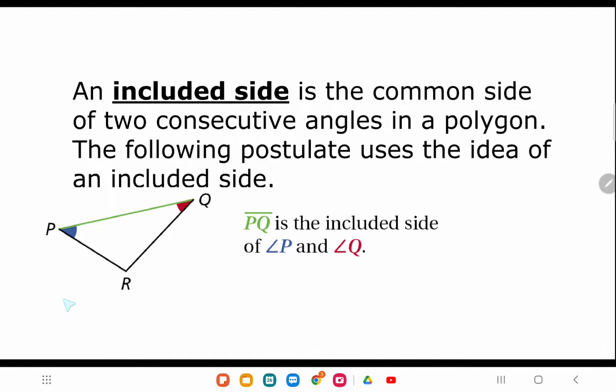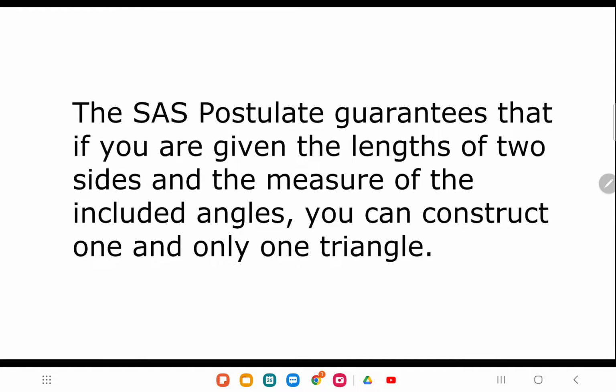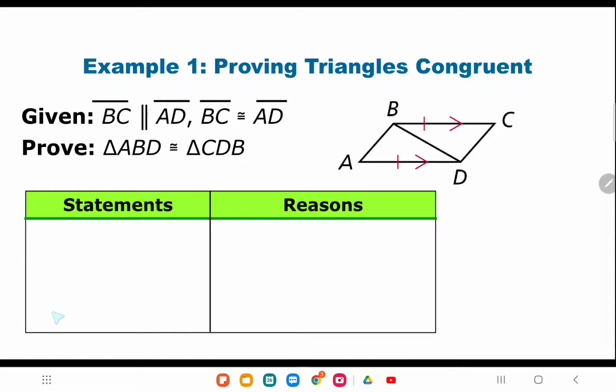We also can have an included side. This is the common side of 2 consecutive angles in any polygon. So the next postulate is going to use the idea of an included side. Right here we see side PQ. That's the included side of angles P and Q. So keep in mind the SAS postulate is going to guarantee that if you are given the lengths of 2 sides and the measure of the included angle, you can construct one and only one triangle. We are going to see a proof with that in action right now.